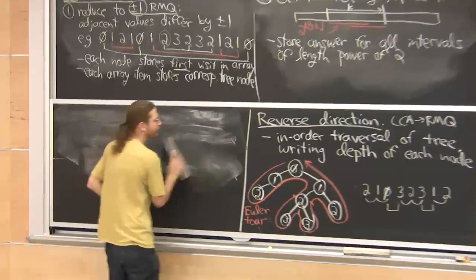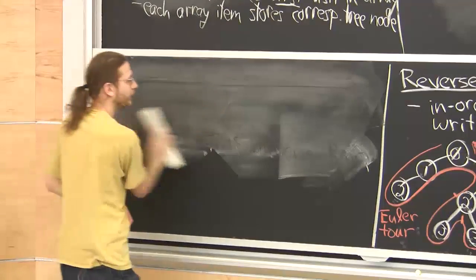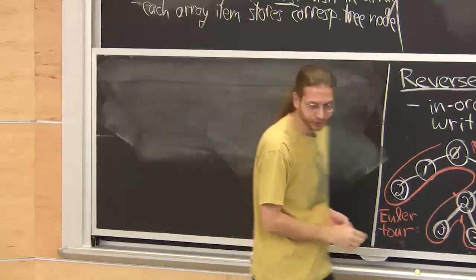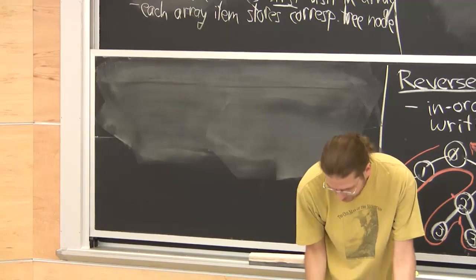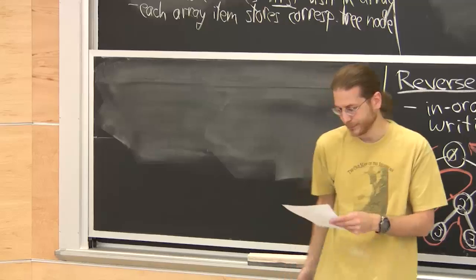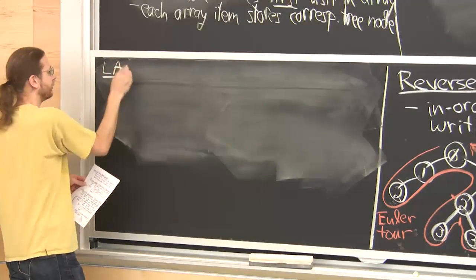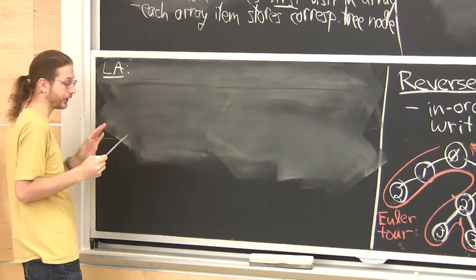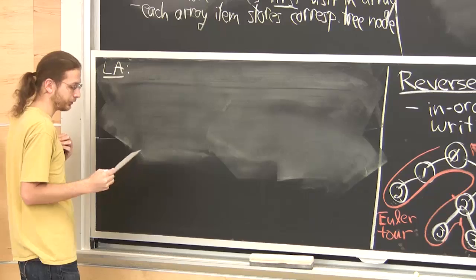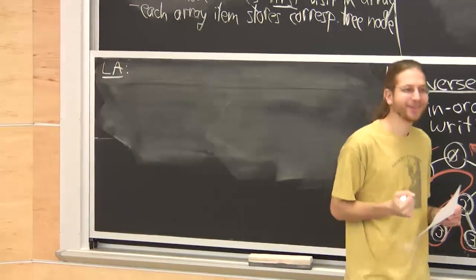Level ancestors is a similar story. It was solved a while ago, but it was a kind of complicated solution, and then Bender and Farach-Colton found it and said, hey, we can simplify this, and I'm going to give you the simplified version. So this is level ancestors. It was originally solved by Berkman and Vishkin in 1994. Okay, not so long ago. And then the new version is from 2004.